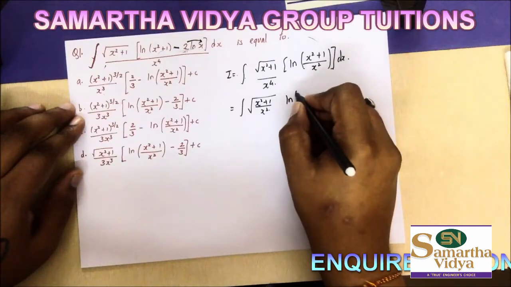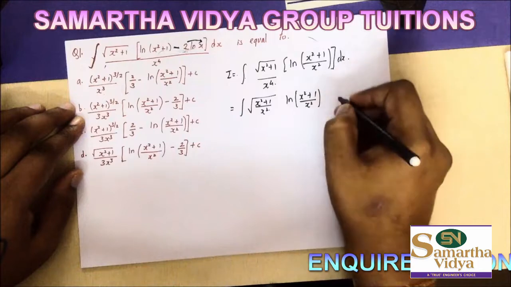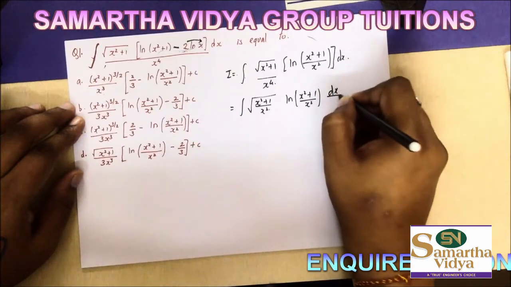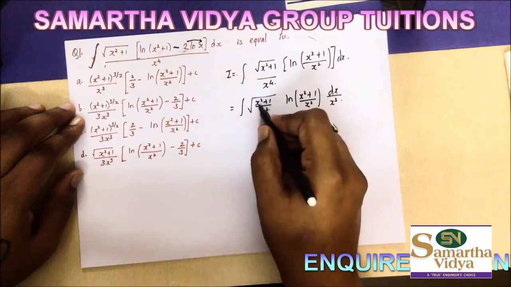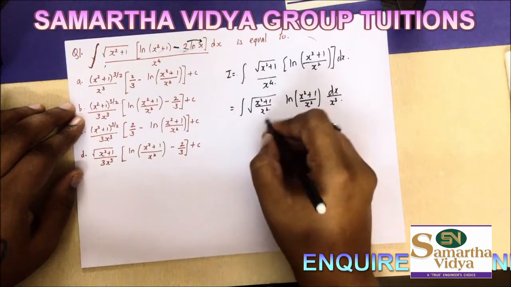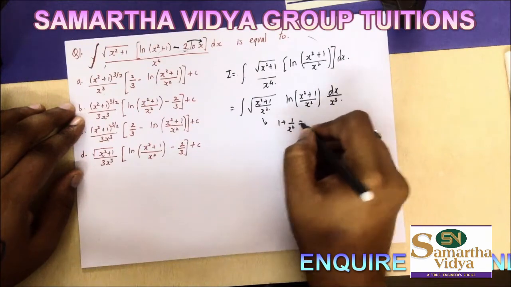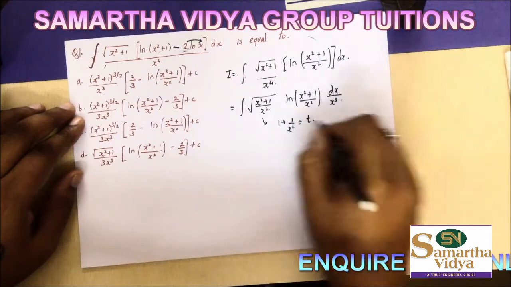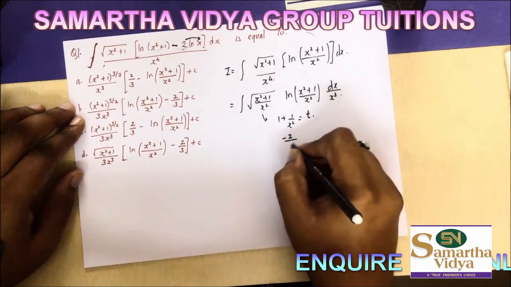The ln remains as it is, and the dx will go with x cube. So now what we can see is this x square plus 1 upon x square is basically can be written as 1 plus 1 upon x square. So we can take this as t. If I find the derivative of it, it becomes minus 2 upon x cube.